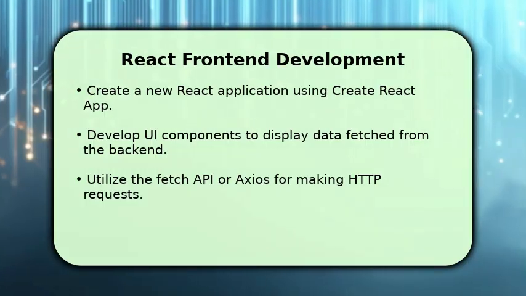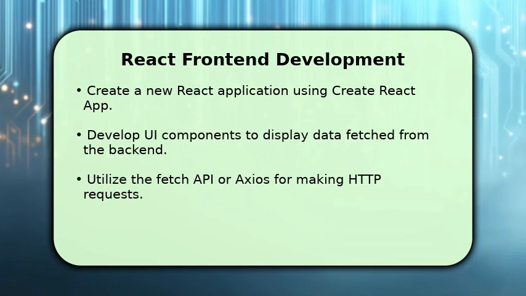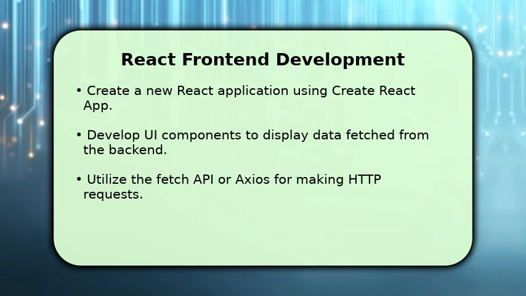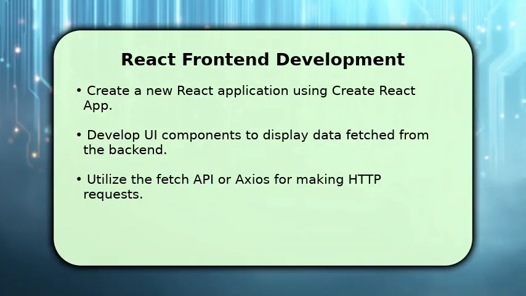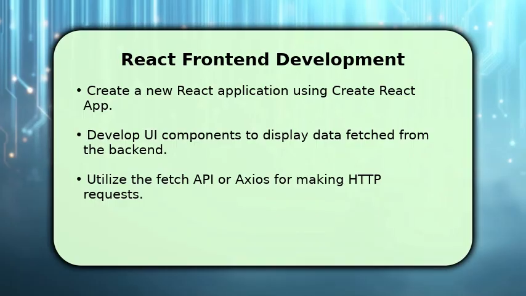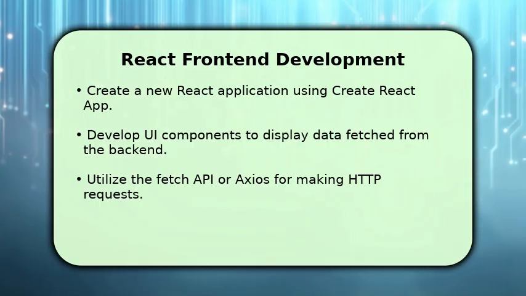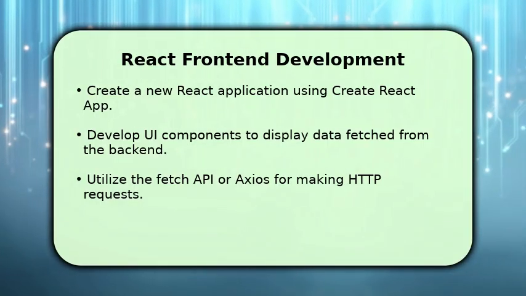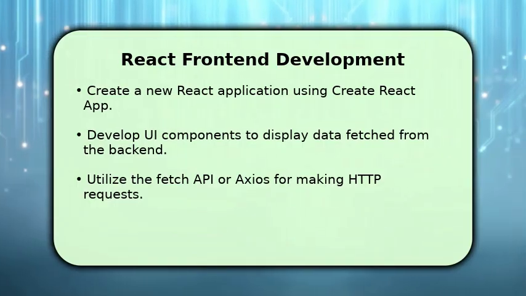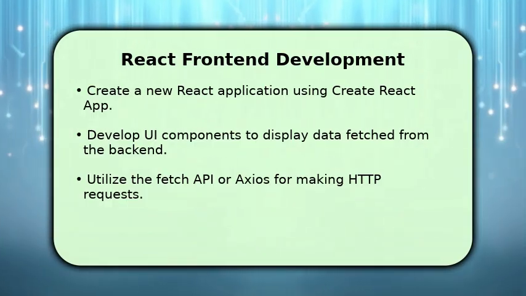Now for the React frontend. Start by creating a new React application. You'll build user interface components that will display the data received from your Node.js backend. To fetch this data, use the built-in Fetch API or a library like Axios. Remember to manage your application state effectively, ensuring that your UI updates dynamically as new data arrives or changes occur. This creates a responsive user experience.